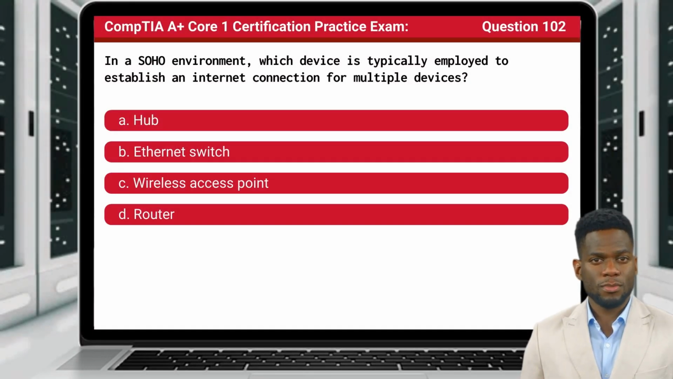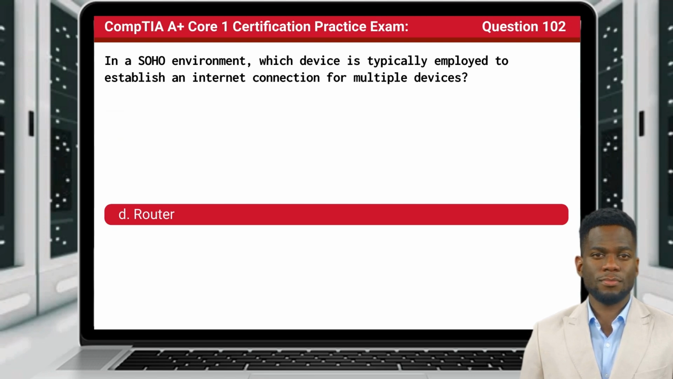Question 102. In a SOHO environment, which device is typically employed to establish an internet connection for multiple devices? The answer is D. Router.